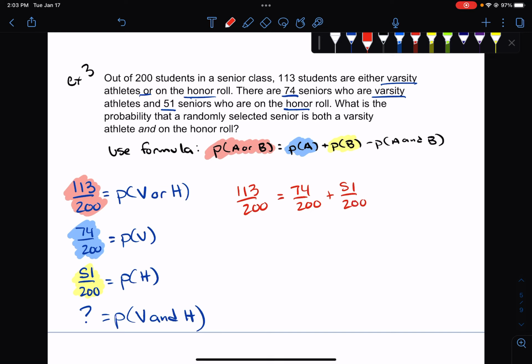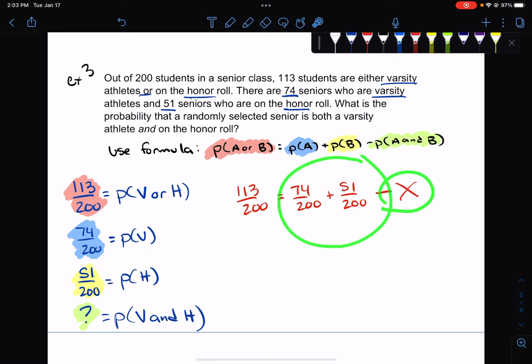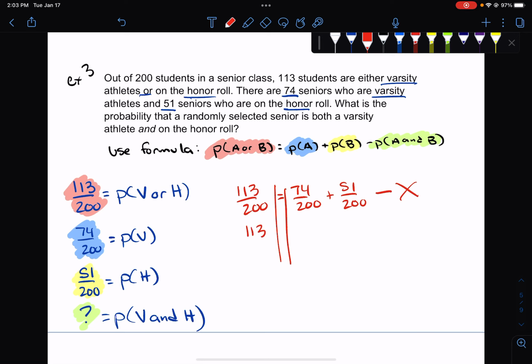The last piece, probability of A and B, that's my question mark. That's what I don't know. So I'm just going to write minus X. That's what I'm looking for. So 113 over 200 equals these two fractions added together minus X. So let's do our railroad track thing. 113 over 200. These two are going to add together and become 125 over 200 minus X.